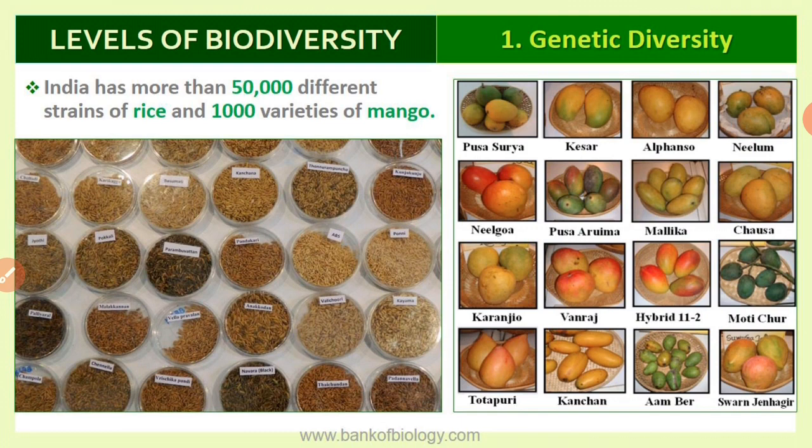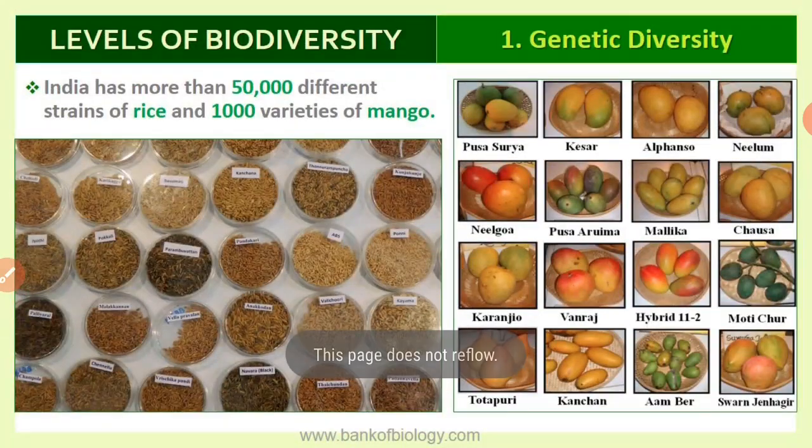50 different varieties. Strains means varieties of rice, you can see. Then on the right hand side of the slide you can see there are 1000 varieties of mangoes. In India alone, you can see different varieties of rice as well as mango. So that comes under genetic diversity.